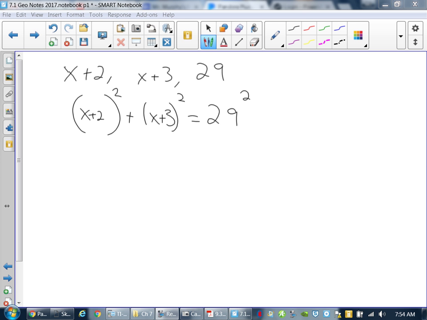Now, we have two sets of what we call junk squared, which means it's going to be junk times junk plus junk times junk. Rewrite it out. And whatever 29 squared is, I don't know. Okay? You're going to want to write this out.